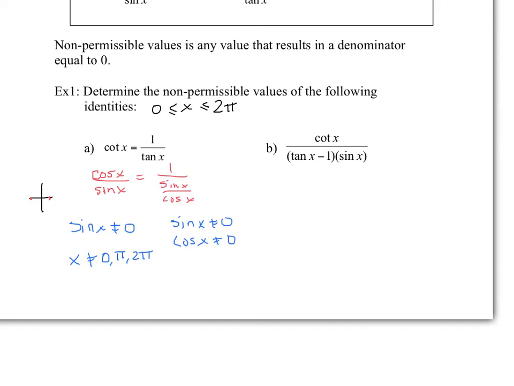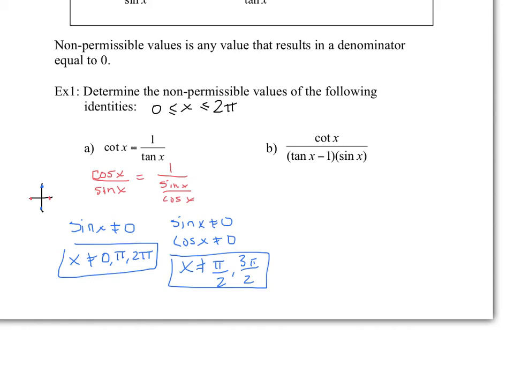So sine x cannot equal 0. We've already answered that here, so we don't have to repeat ourselves. Cos x cannot equal 0. Well, that would be the other two points, where cos x equals 0. So x could not equal pi over 2 and 3 pi over 2. These would be the non-permissible values of this identity on this interval.